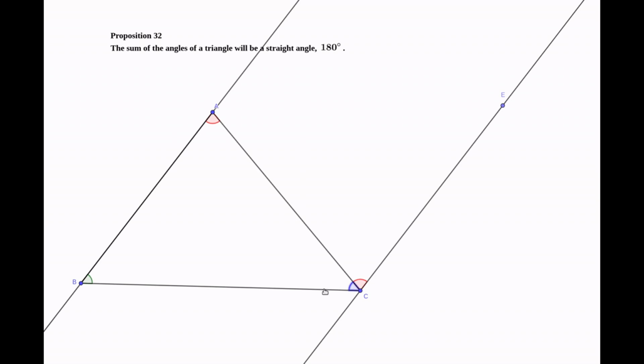And so what that really gives us then is, by our common notion number 1, that the sum of our angle ABC plus our angle ACB plus our angle ACE gives us a straight angle, or 180 degrees, as was to be proven.